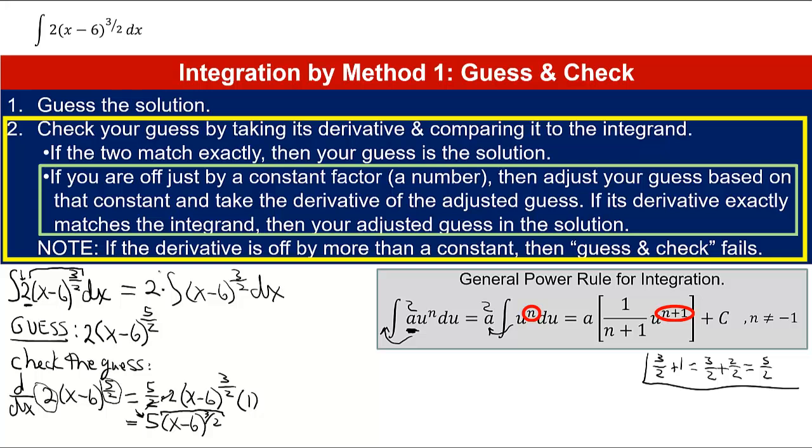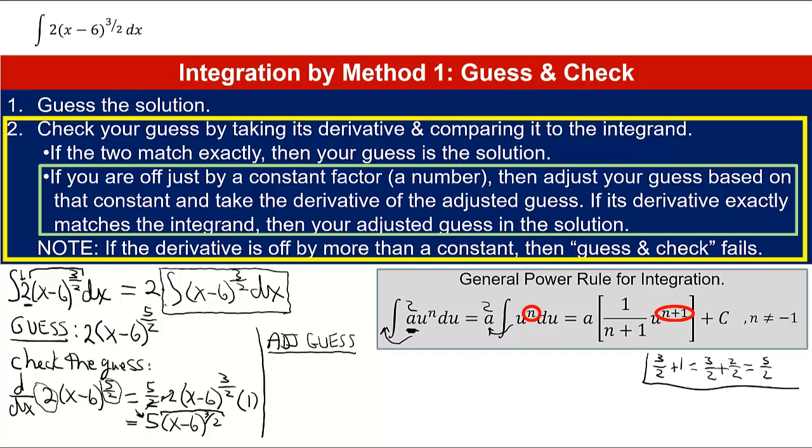So what's going to happen is we're just going to leave the 2 and ignore it until the very end. We're going to work the problem without the 2 in there and then multiply our final solution by 2. So now we're going to make our adjusted guess by ignoring the 2 outside for the time being and just looking at the integral I have boxed in up top there.